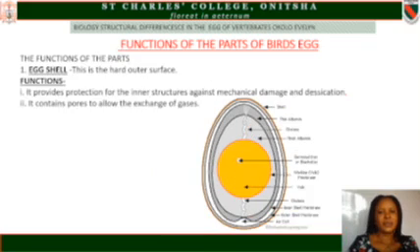Functions of the parts of bird's egg. Number 1, eggshell. Look at the eggshell in the diagram. This is the hard outer surface. The functions: Number 1, it provides protection for the inner structures against mechanical damage and desiccation. Number 2, it contains pores to allow the exchange of gases.